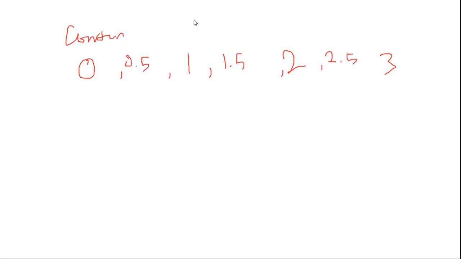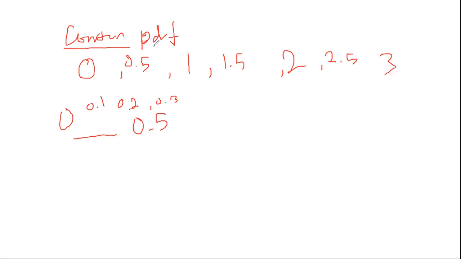We could as well begin from 0 to 0.5, and still write some other numbers there: 0.1, 0.2, 0.3, up to that. Do we notice that as we keep on writing these numbers, it might be an endless process? Yes. So this one, we call it a continuous PDF.